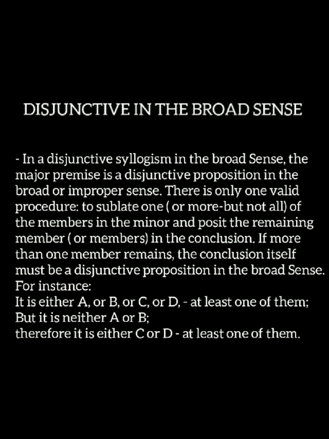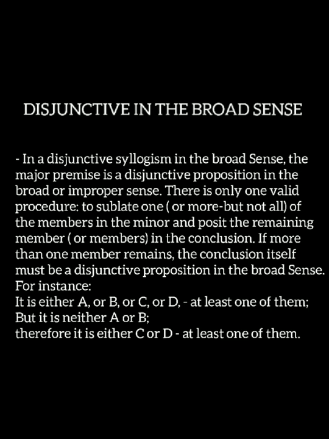In a disjunctive syllogism in the broad sense, the major premise is a disjunctive proposition. In the broad or improper sense, there is only one valid procedure: to sublate one or more but not all of the members in the minor and posit the remaining member or members. In the conclusion, if more than one member remains, the conclusion itself must be a disjunctive proposition in the broad sense.